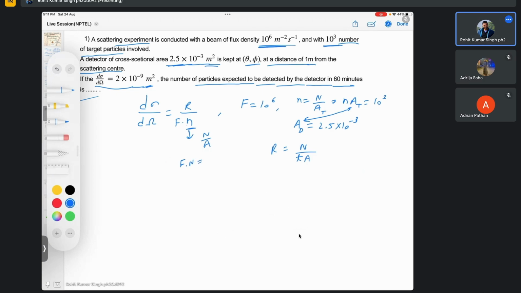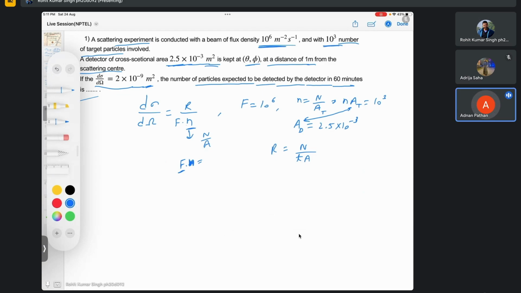F dot N will be... wait, no. This is the number of incident particles. Flux is always for the incident particles, so it is the number of incident particles per unit area per unit second. And you are saying if you multiply it with 10 to the power 6, it gives you 10 to the power 3. What are you saying?